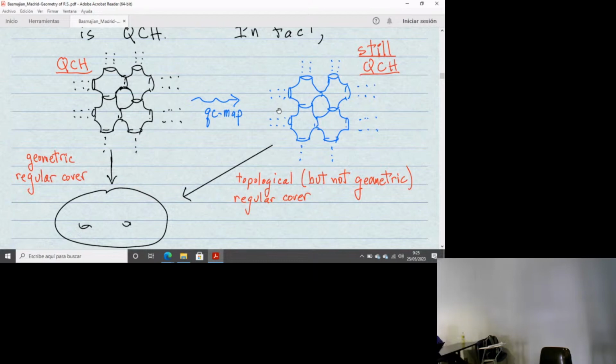So clearly, this theorem is false in dimension 2, okay? That all QCH are geometric regular covers. But something's going on here, so that's what the content of this talk is about, and our work is to investigate that in terms of this question of covers. Okay?